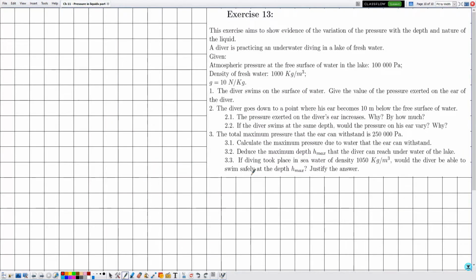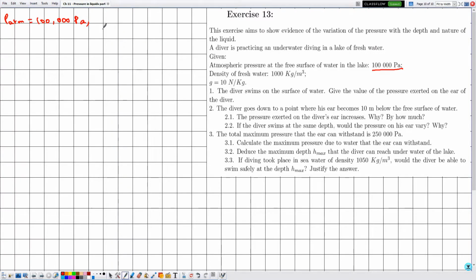Now, exercise number 13. This exercise aims to show evidence of the variation of the pressure with the depth and the nature of the liquid. A diver is practicing underwater diving in a lake of fresh water. Given the atmospheric pressure on the free surface of water in the lake is 100,000 Pascal. So the atmospheric pressure is 100,000 Pascal.